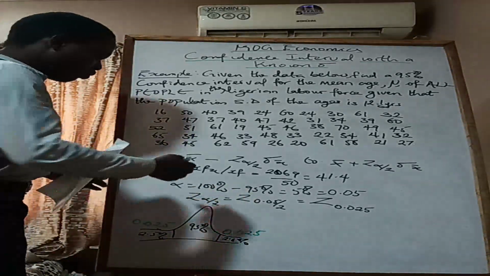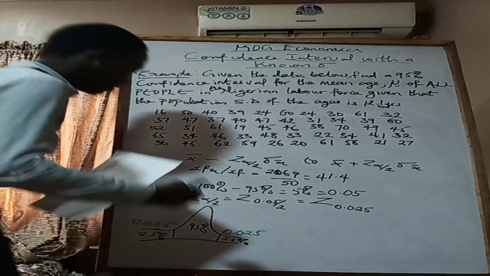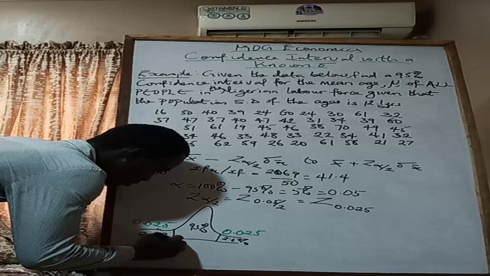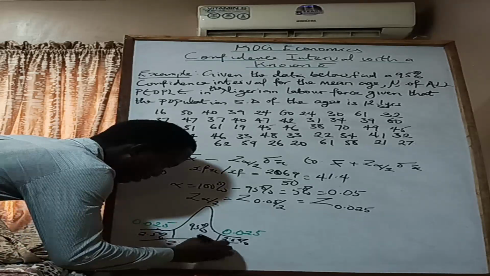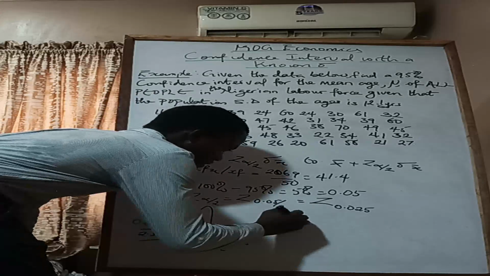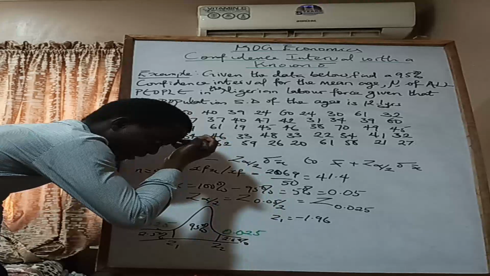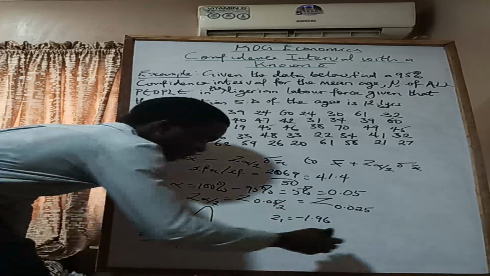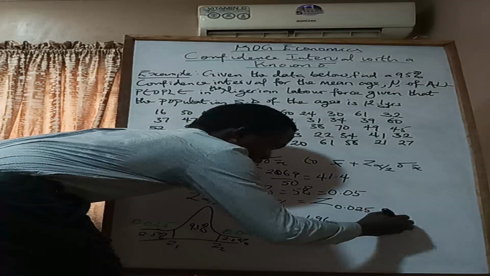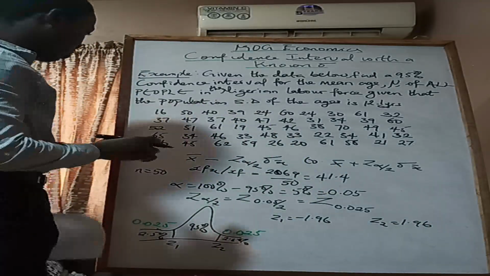So what z-score corresponds to that? We are going to be having two z-score values. Let me call this one z1, and this one z2. Our z1 is minus 1.96. That's where I'm going to find it, minus 1.9 under 0.06. And our z2 is just 1.96. Okay, so are we done? Do you have all the components of the formula?